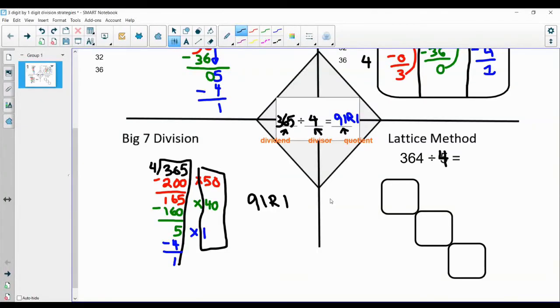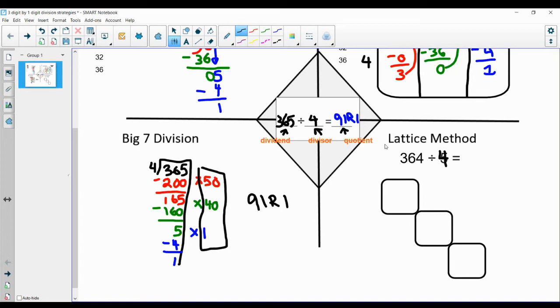Yes, I have finished my candy. The last method we're going to look at is the lattice method, which some people really like, but in terms of what it looks like, it's very different than what we usually do with division. The process, though, is similar to long division and the box method.